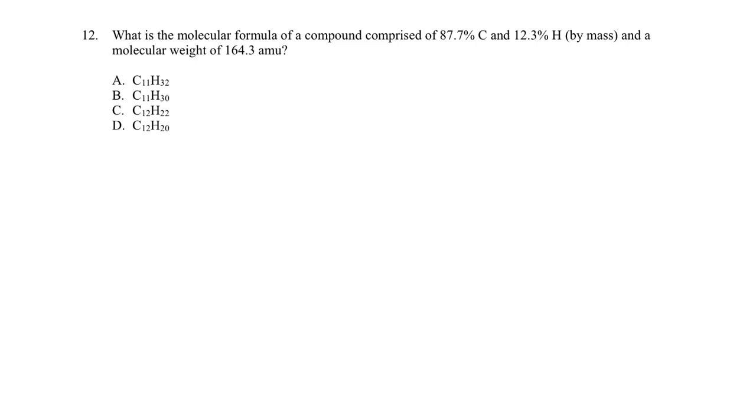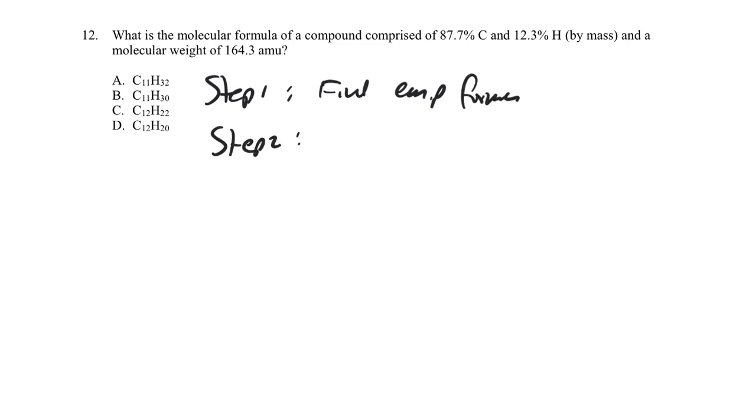But the question here is, what is the molecular formula of a compound comprised of 87.7% carbon, 12.3% hydrogen by mass, and a molecular weight of 164? These problems are usually like a step one, find the empirical formula. And then step two, find the molecular formula.